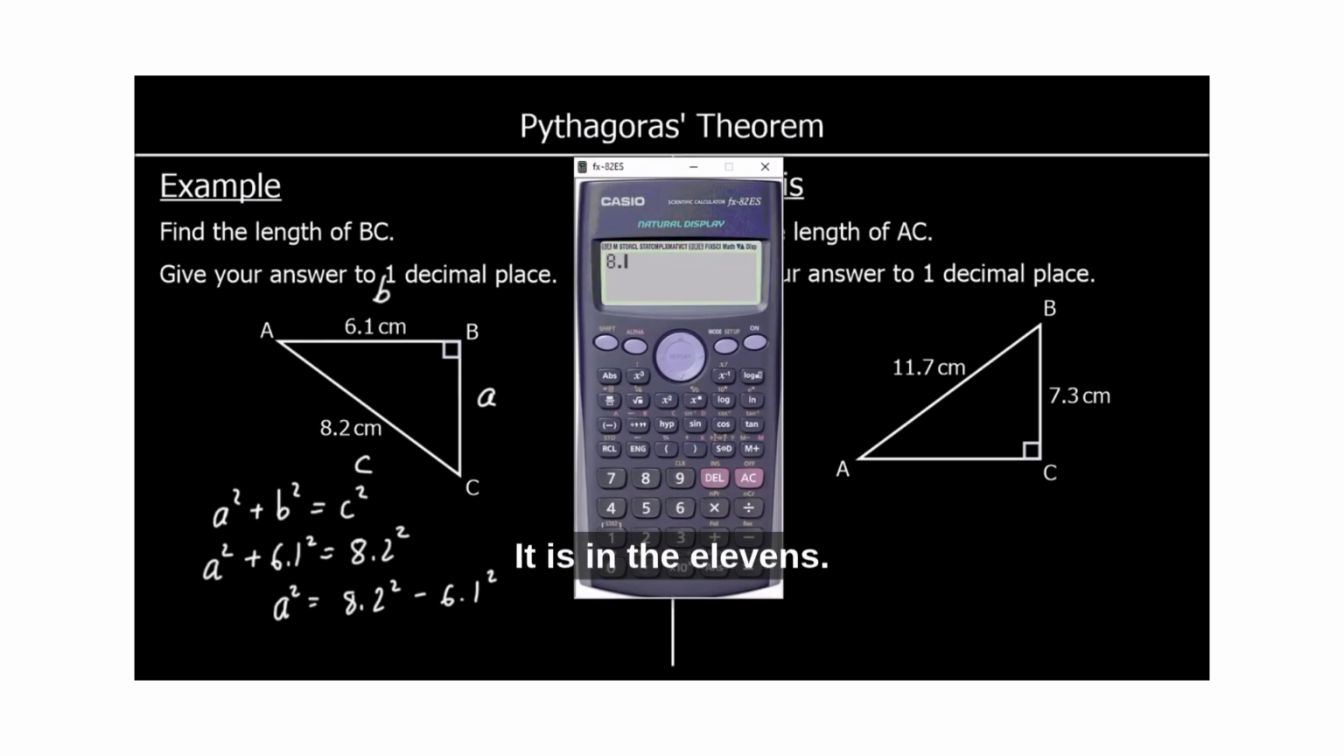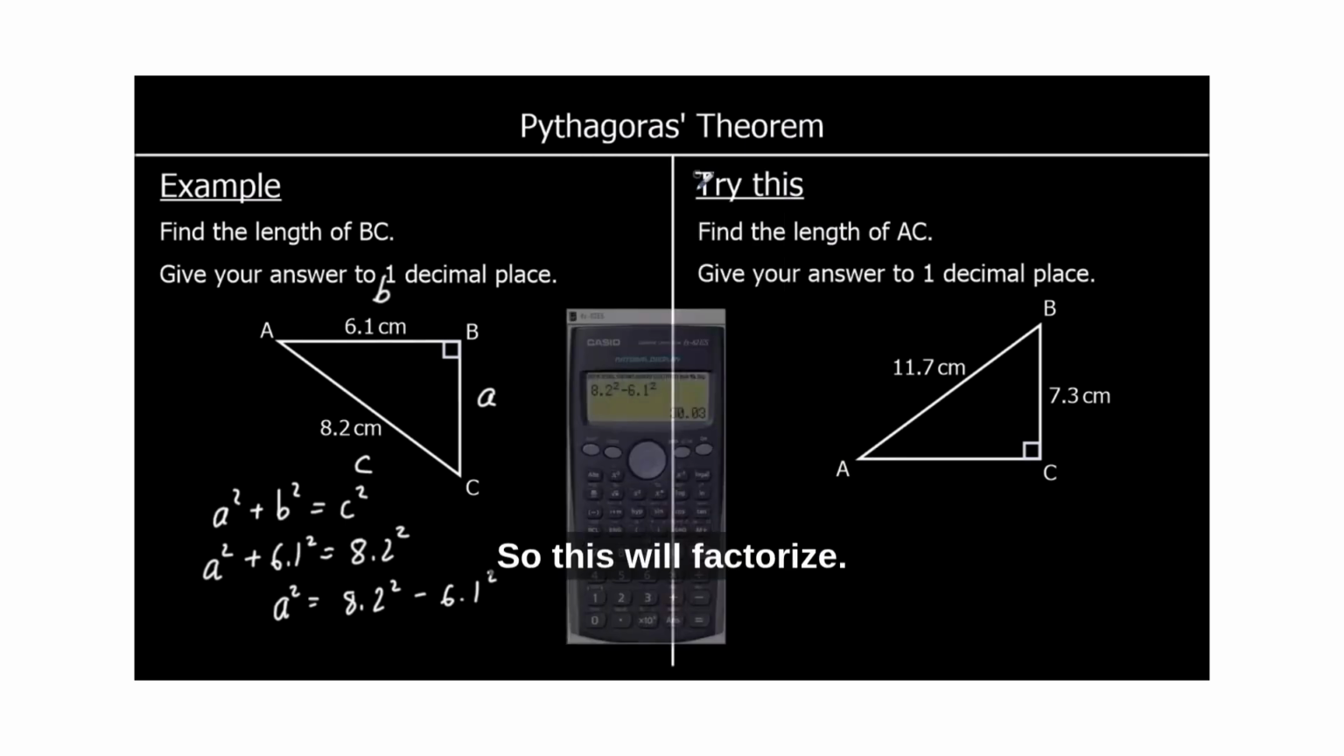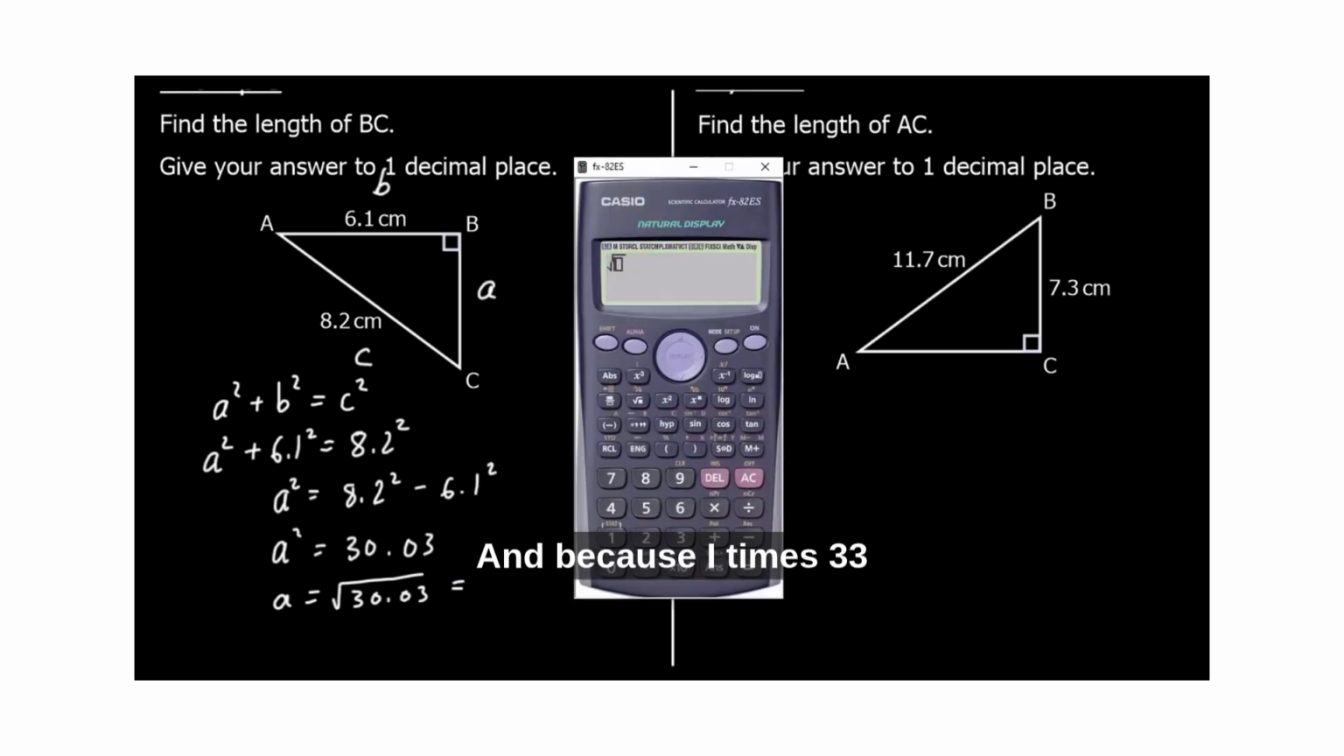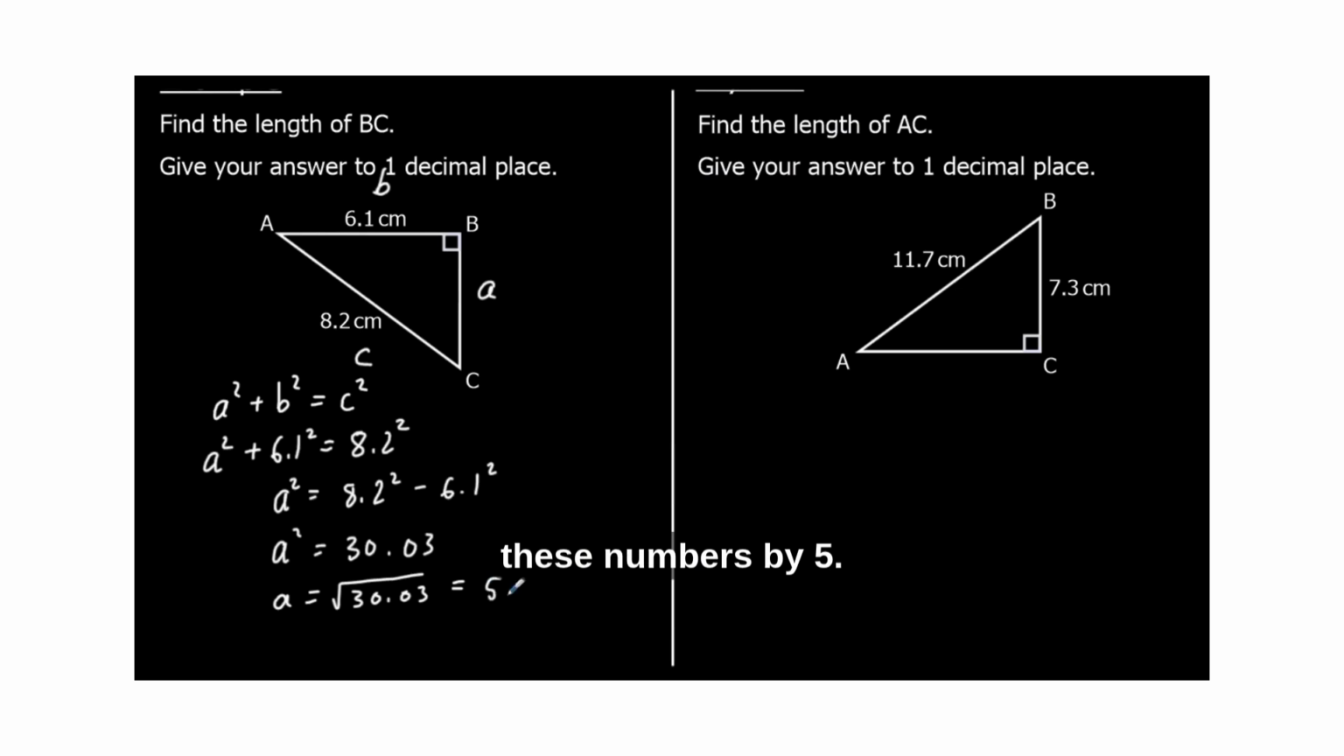Let's type that into the calculator. 8.2 squared minus 6.1 squared, which is 30.03. So a squared equals 30.03. So if we square root both sides, we get a by itself, and to 1 decimal place, that's 5.5. So we've got 5.5 centimeters to 1 decimal place.